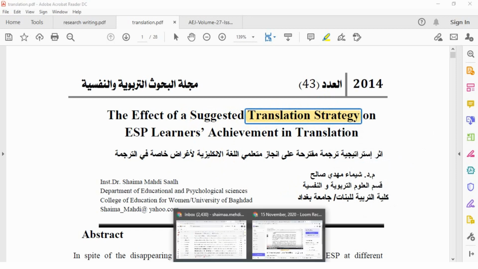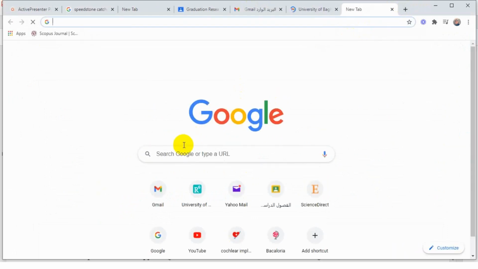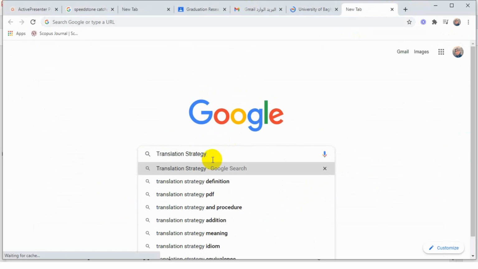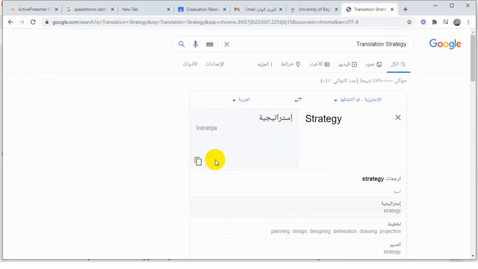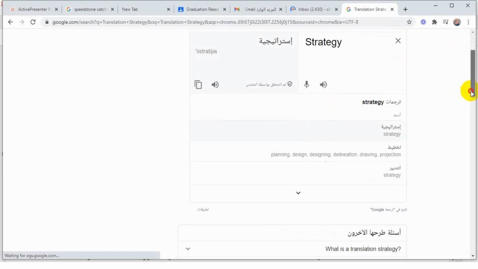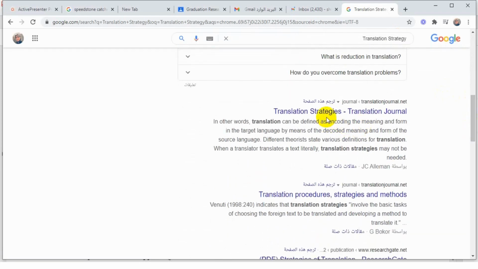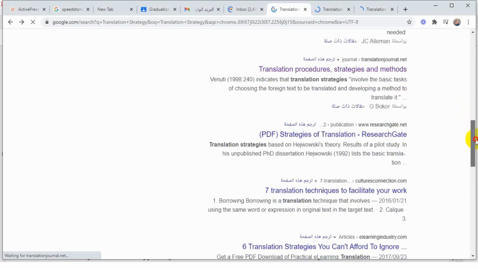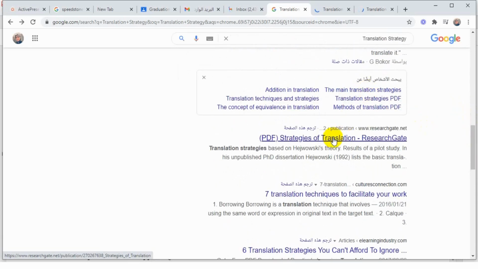Put it here. Of course, because we use the word translation, it gives us one of the suggestions, the translator. We go to translation strategies, translation procedures, methods. Strategies. Yes, here we have strategies. Here we have ResearchGate.